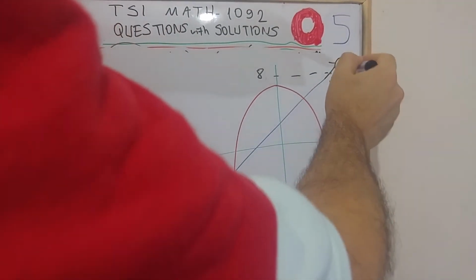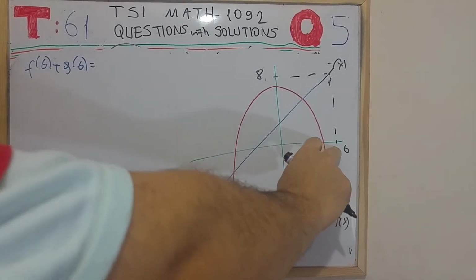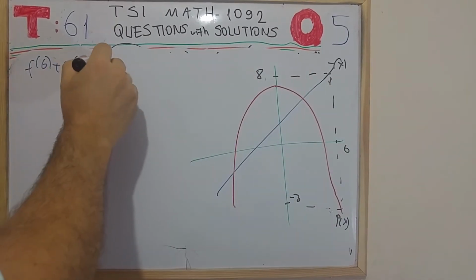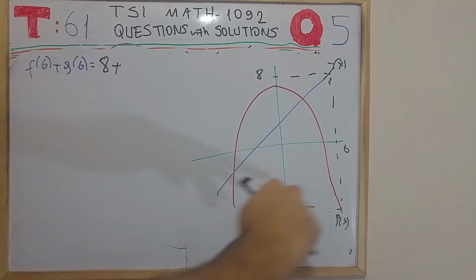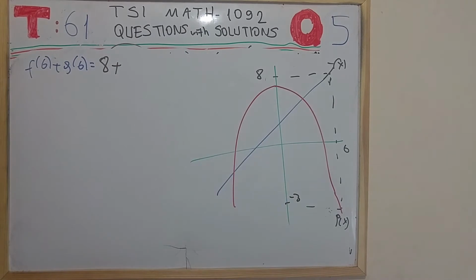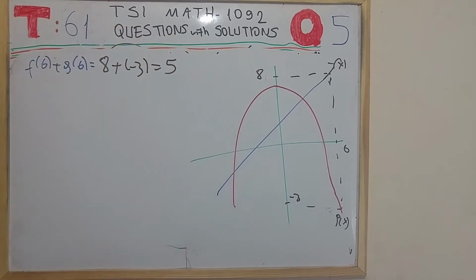Oh, sorry, this was f of x, and this is g of x. F of x at 6, which is f of 6, is equal to 8. That's why we need to put 8 here. Plus g of x at 6, g of 6 is equal to minus 3, which makes plus 5.